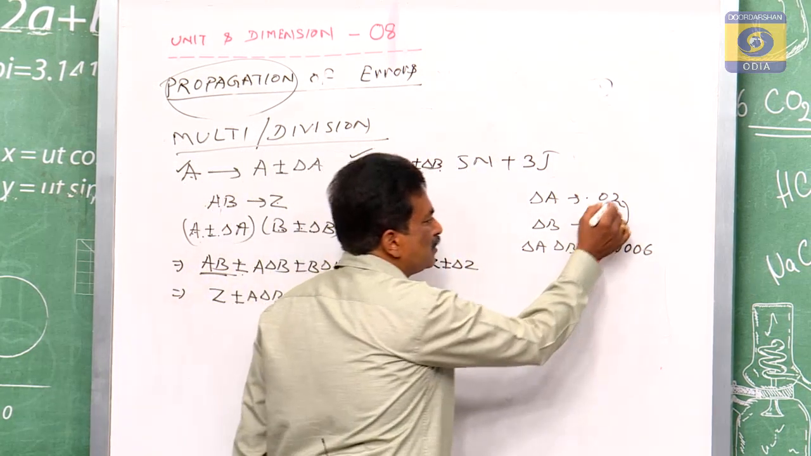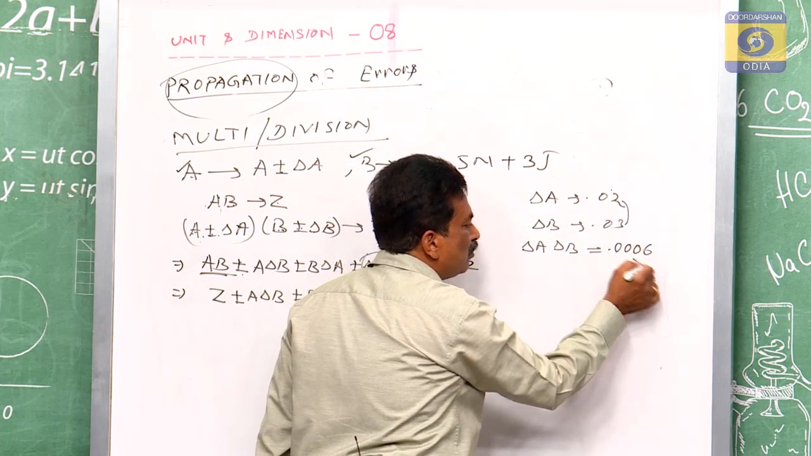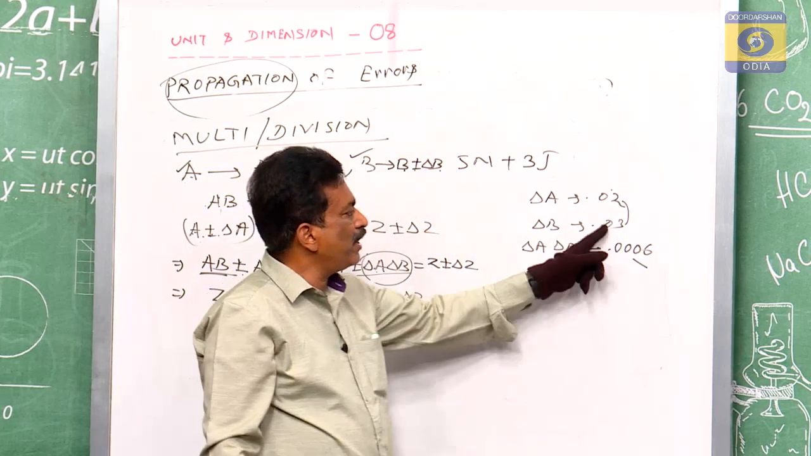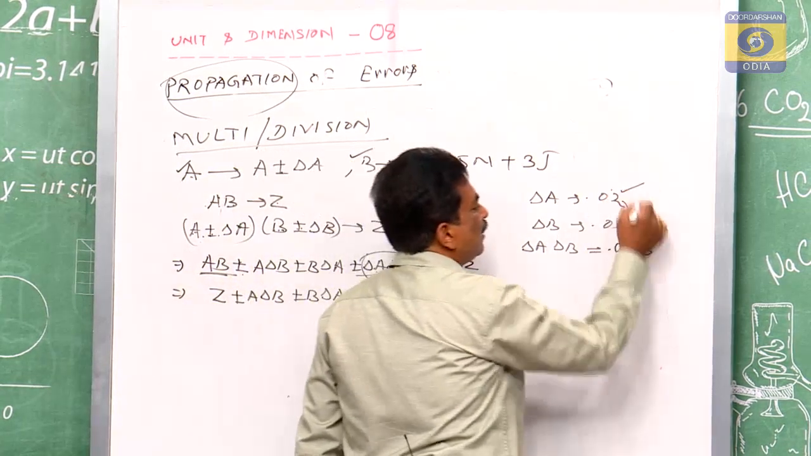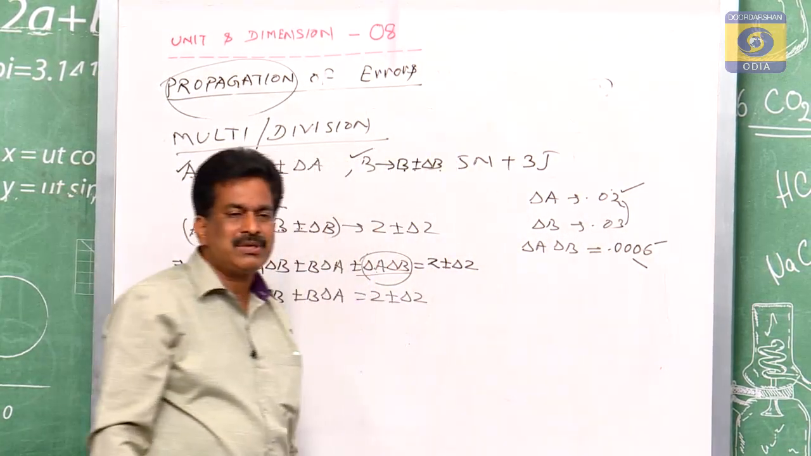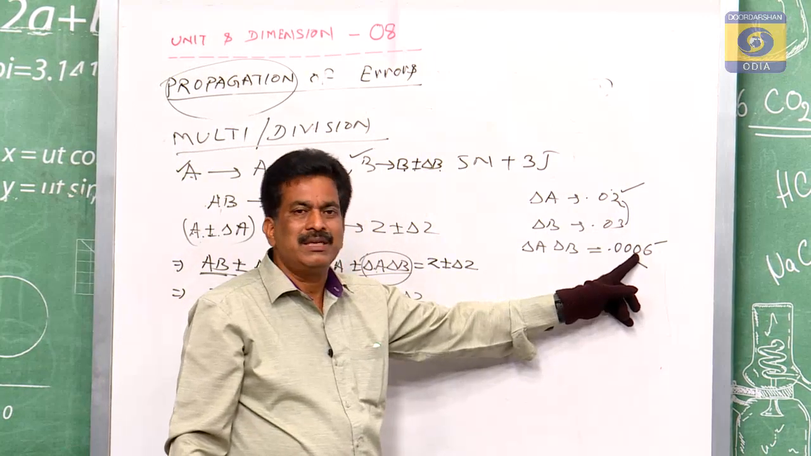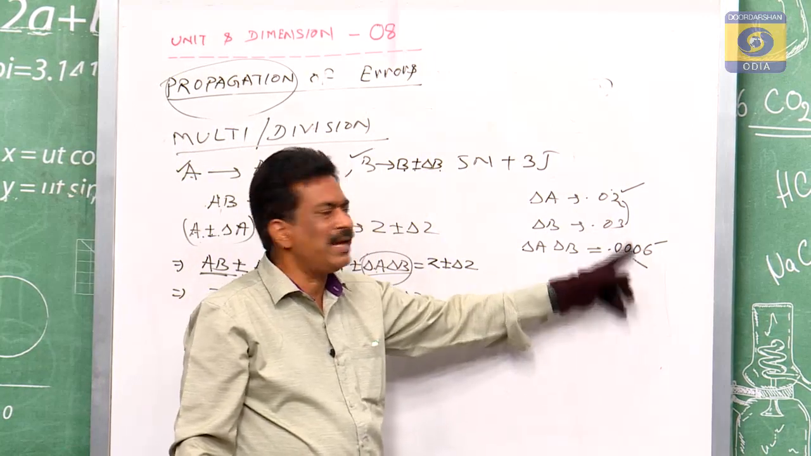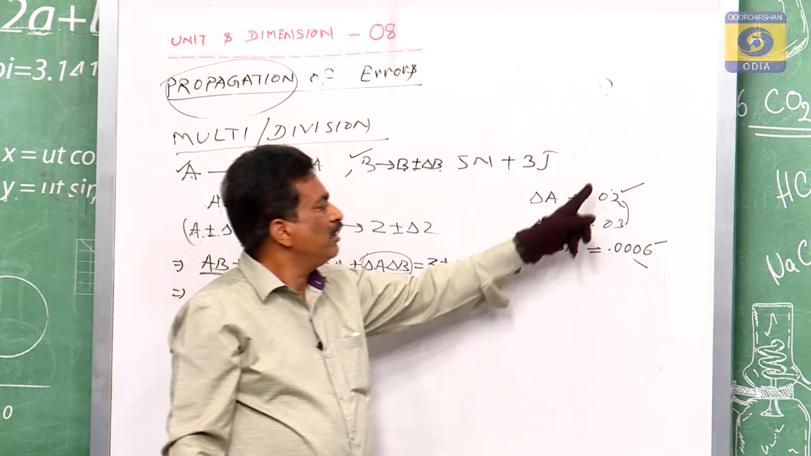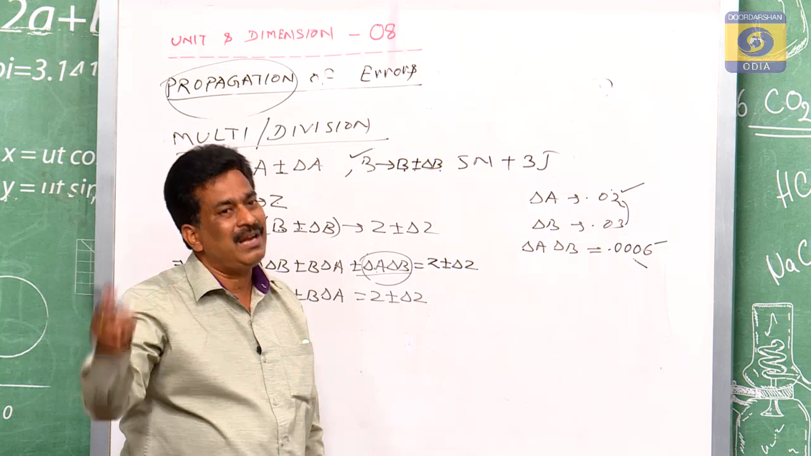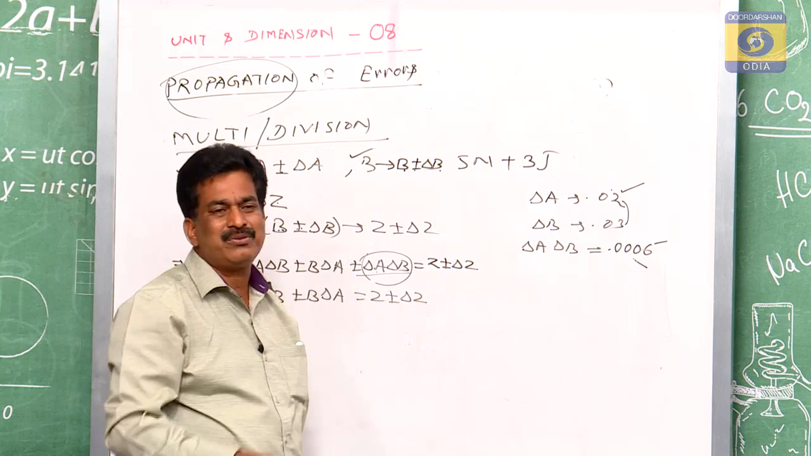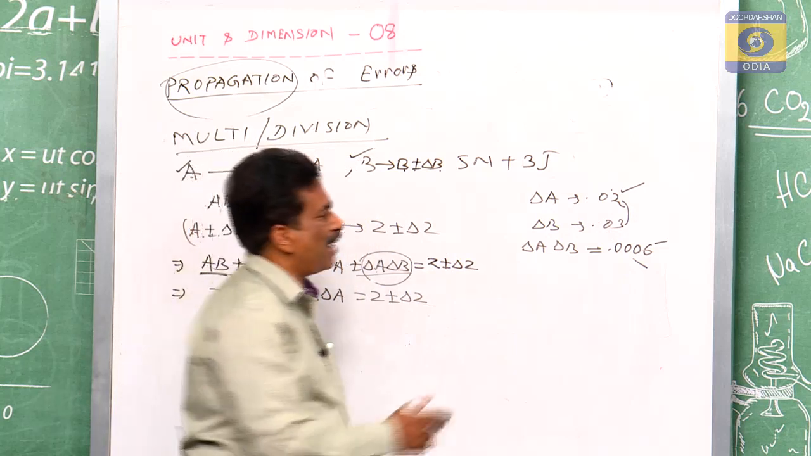So if you observe, from 0.02 and 0.03 to 0.0006, which is greater and which is less? Sir, what you said? That is greater, this is less. Yes. Two quantities are multiplying, but the result is less than the individual values. It is not an amazing one.